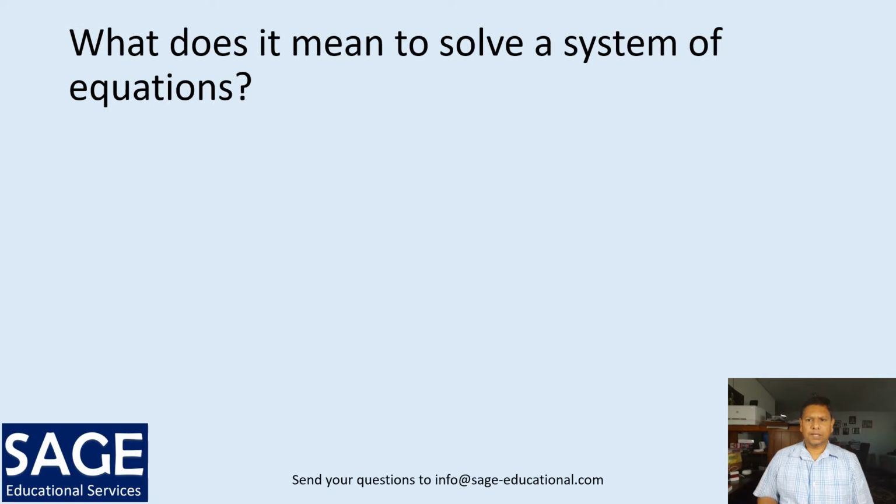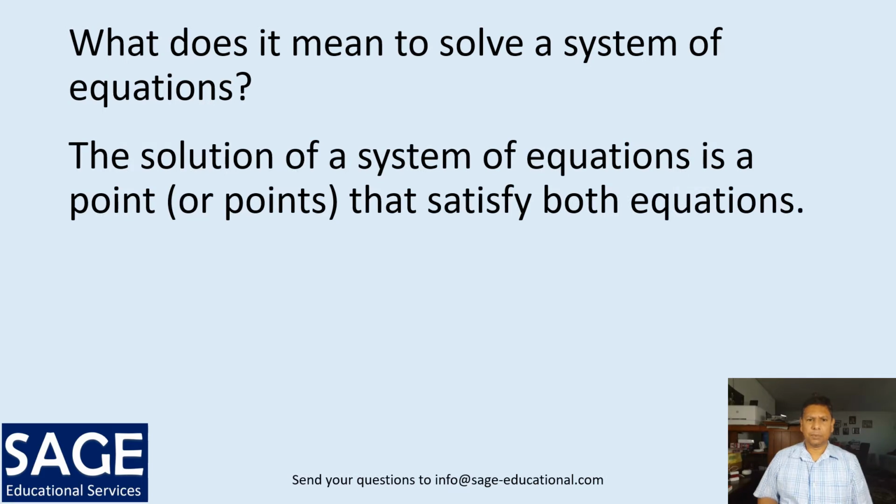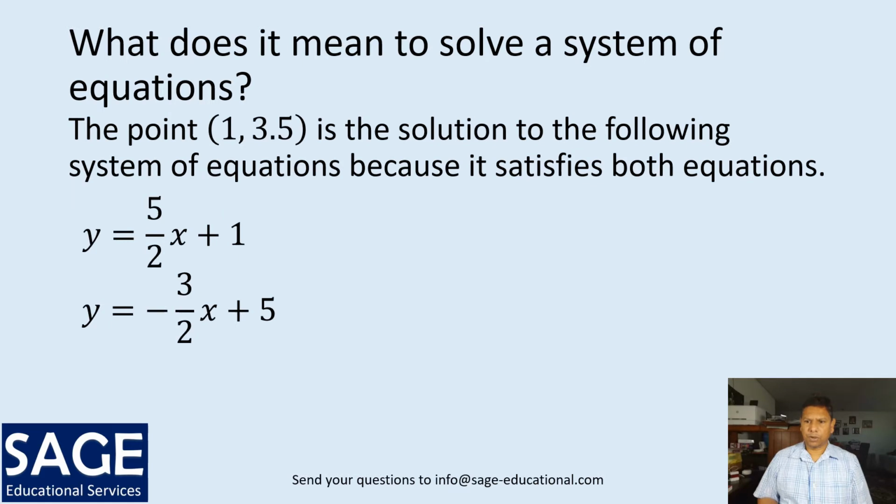Now, what does it mean to solve a system of equations? It means to find a point which satisfies both equations. There could be more than one point as well. So for example, we have this set of equations, y is equal to 5 over 2 x plus 1 and y is equal to negative 3 over 2 x plus 5. And we say that the solution to this system is the point (1, 3.5), and the reason for that is that that point will satisfy both equations.